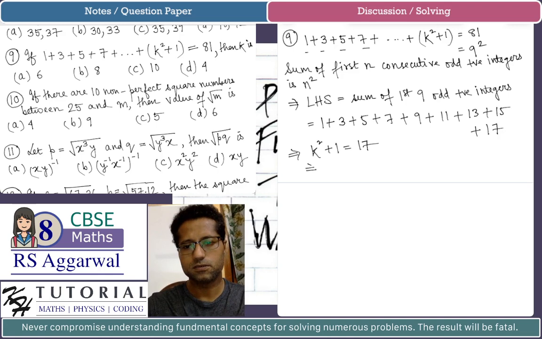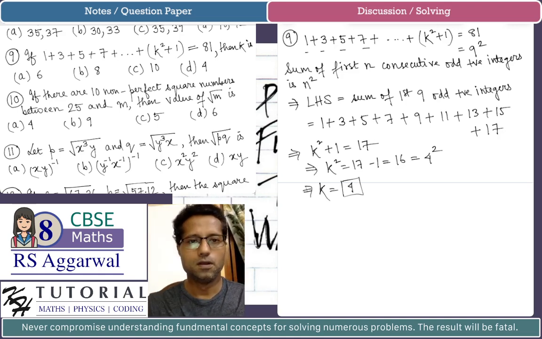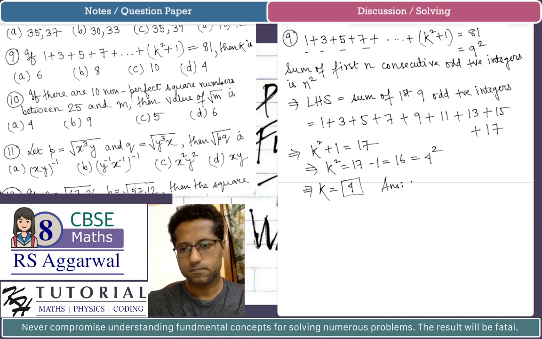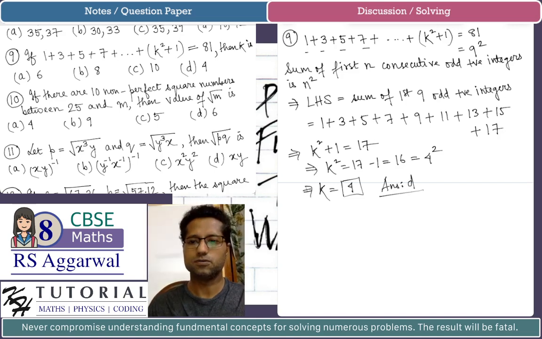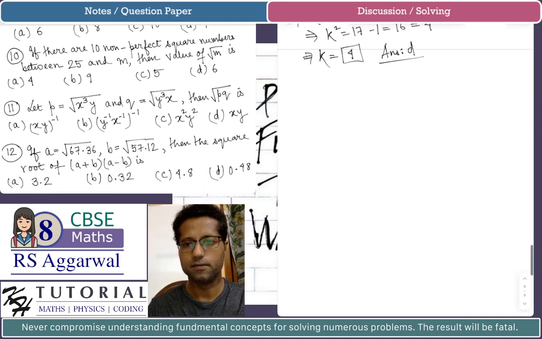So k square is equal to 17 minus 1, which equals 16. This is equal to 4 square. This implies k is equal to 4. So the correct choice is D. D is the correct choice. Okay. Let's do problem number 10.